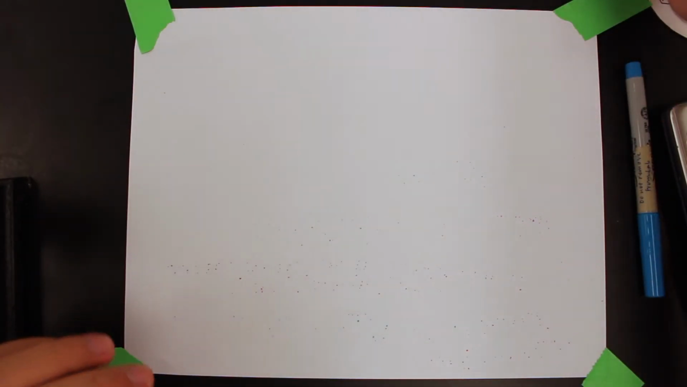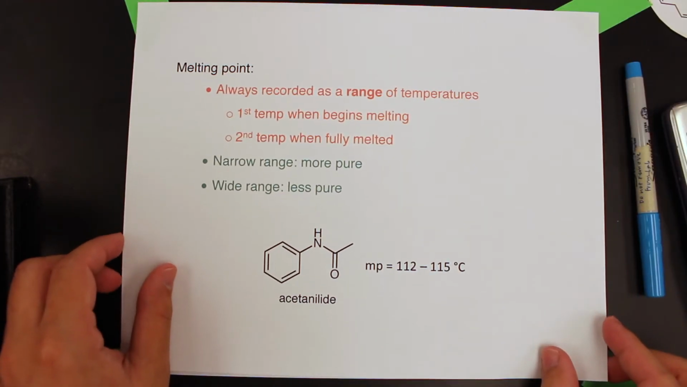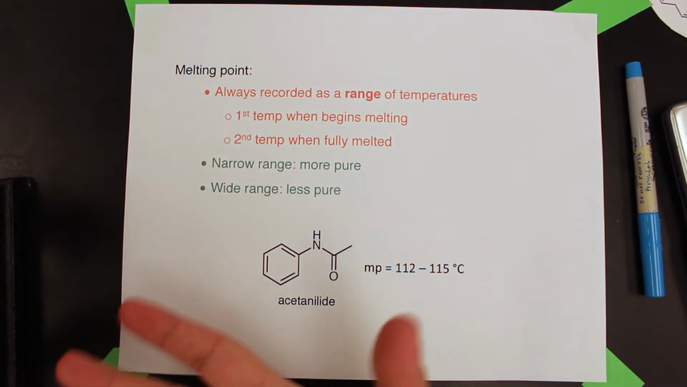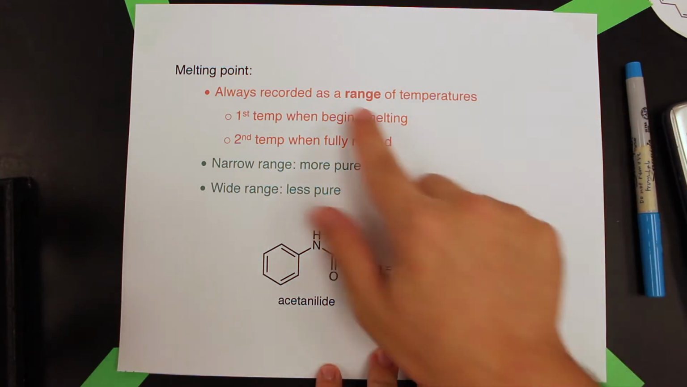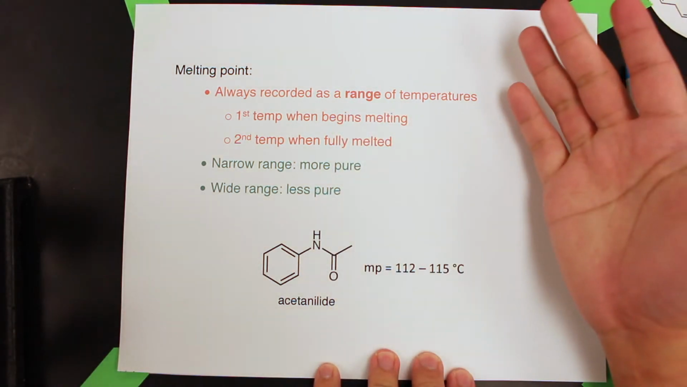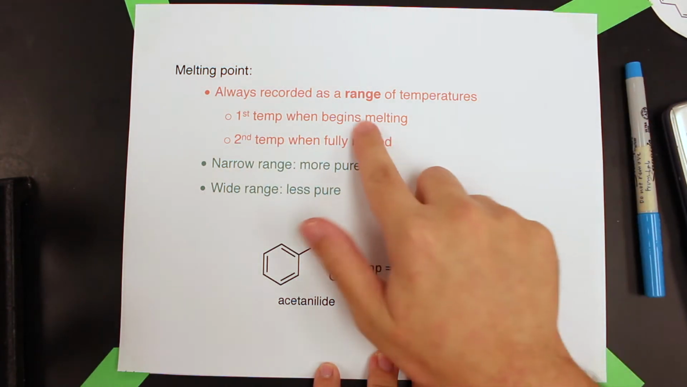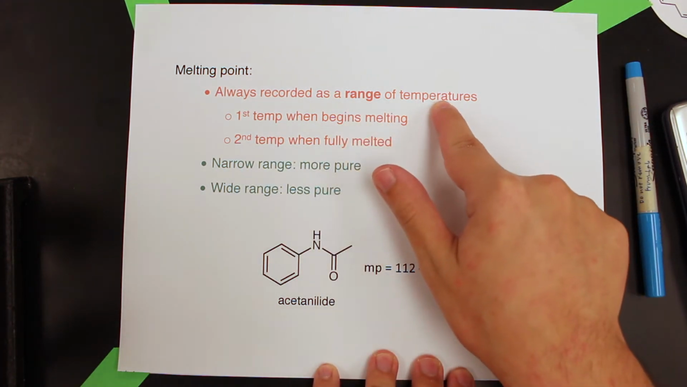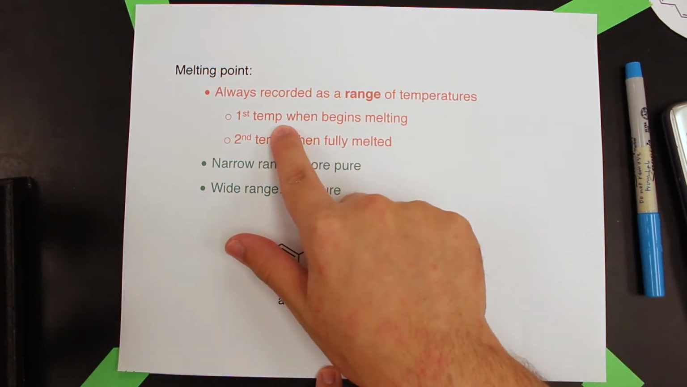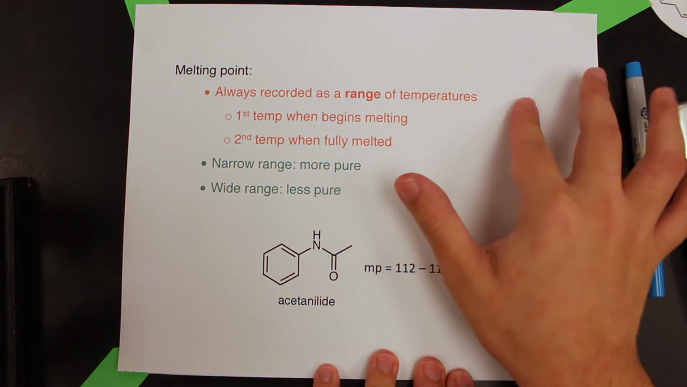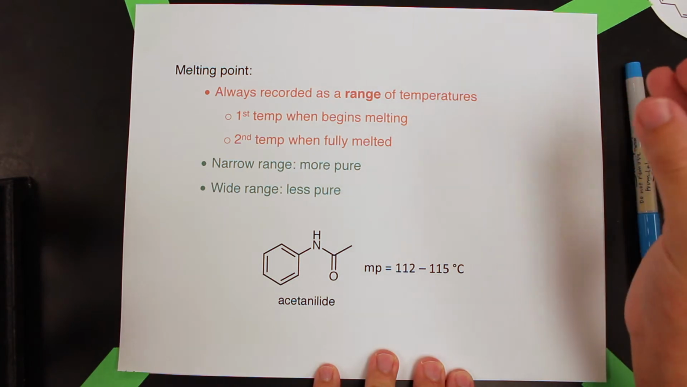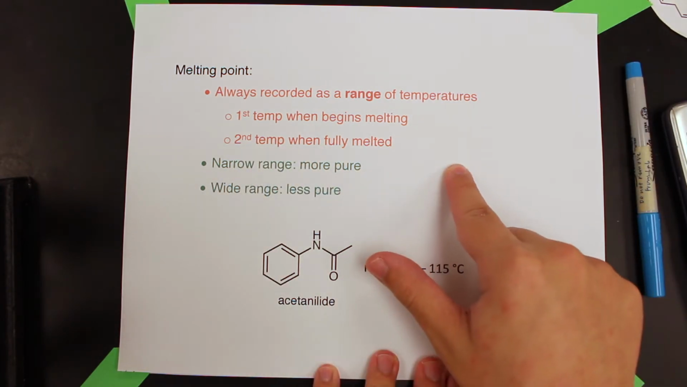The final thing I wanted to touch on is melting point. In order to figure out how well our crystallization went, we have to figure out the melting point of our compound. Melting points are traditionally always recorded as a range of temperatures. It's a little ironic that there is a melting point, but it is recorded as a range of temperatures. The first temperature we record is when the substance begins to melt. So we see some liquid, we record the temperature. Once all the solid has been melted, we record the second temperature.